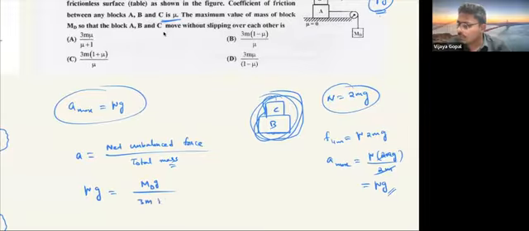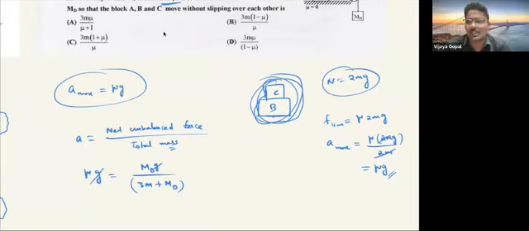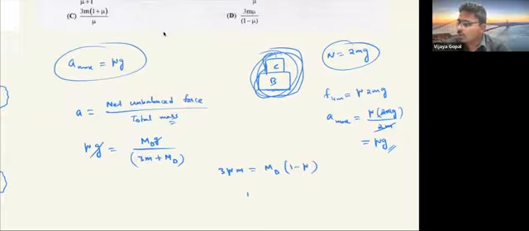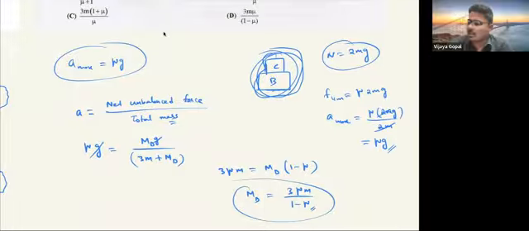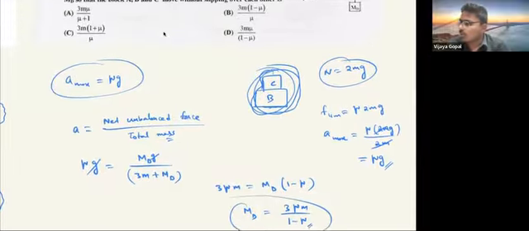So g will get cancelled. From here you can find the mass Md. Simply, what will you get? 3 mu m. So here Md will be there. And if it goes the other side, it becomes Md of 1 minus mu. Therefore Md equals 3 mu m by 1 minus mu. That will be the answer: 3 mu m by 1 minus mu.